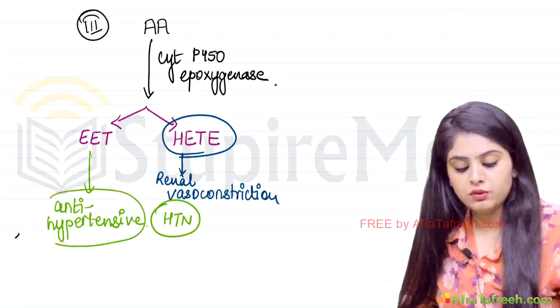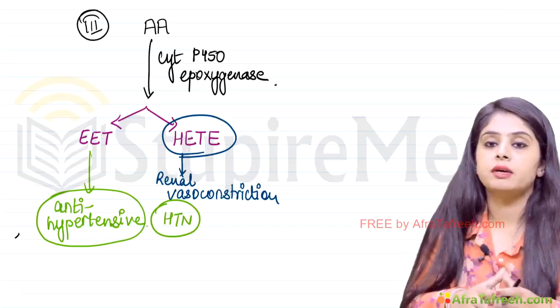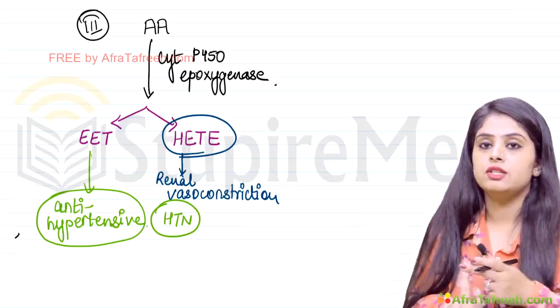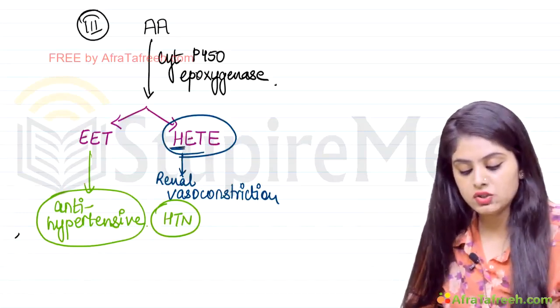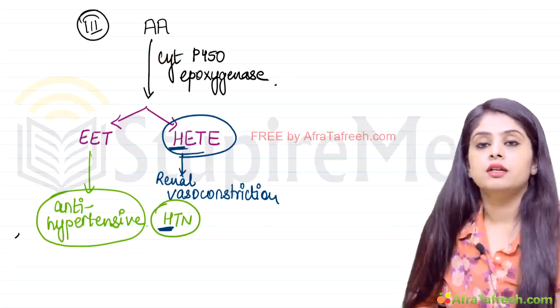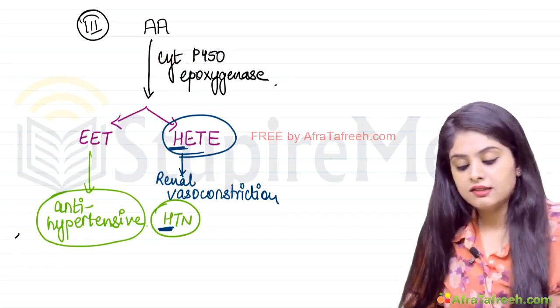So students, what you need to remember, this cytochrome P450 epoxygenase pathway will produce two things, EET and HETE. Out of these, HETE has the word H, so this is what is going to result in hypertension. EET is the opposite, that is, it is anti-hypertensive.